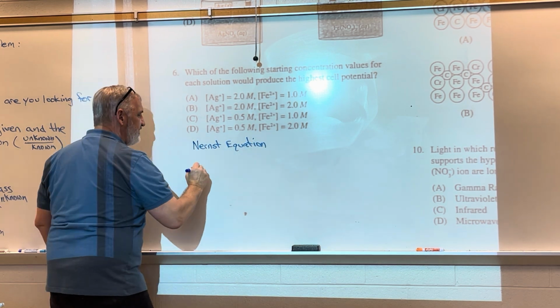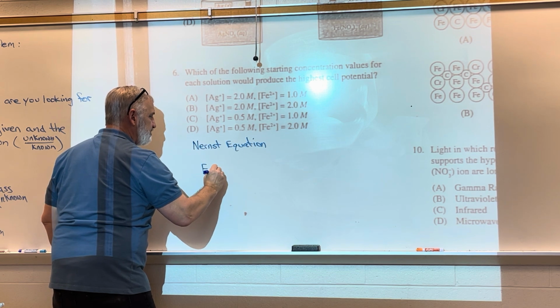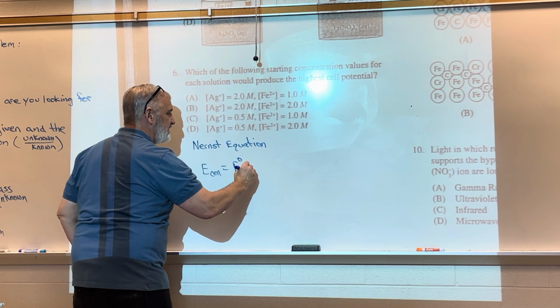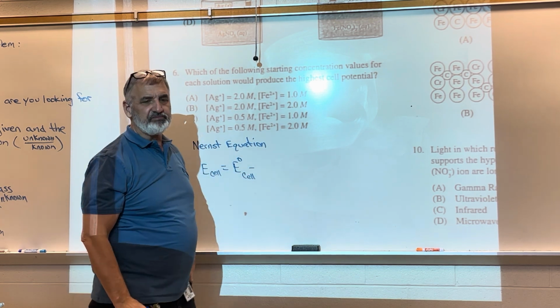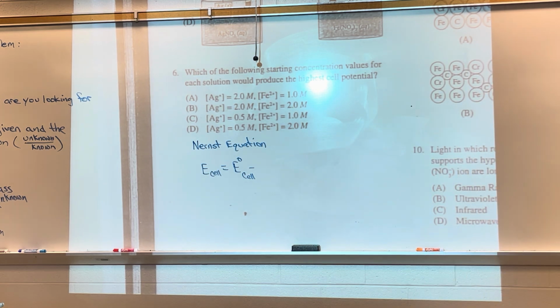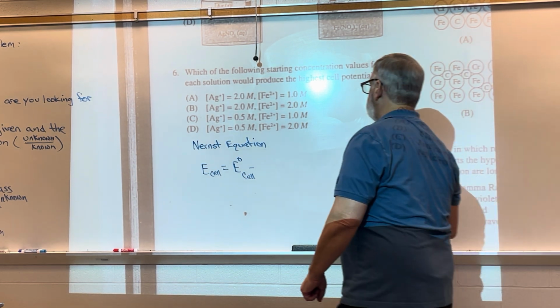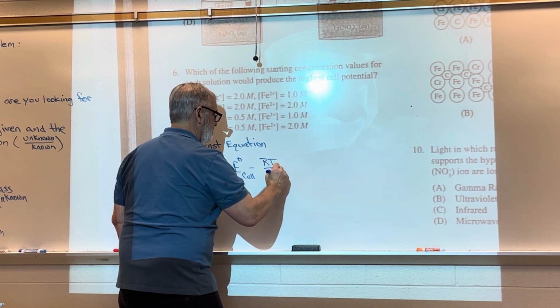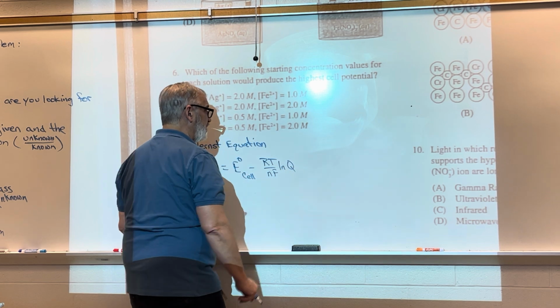Okay? To where we find your E cell is going to equal your E cell at standard conditions minus, and I can never remember it. Let me see your book right here. It's given in the equation sheet. RT over nF natural log of Q. Good old Q again.